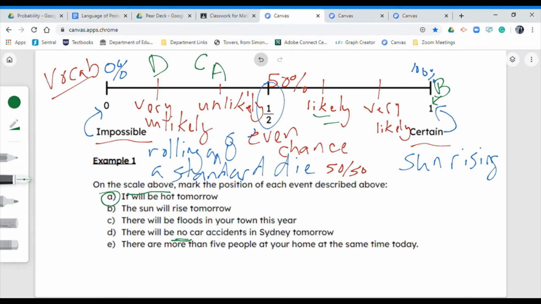And finally, E, there are more than 5 people at your home at the same time today. Well, seeing that I have exactly 4 people in my house, and due to current restrictions there's not a lot of visiting going on, and we don't really know many people, I'm going to say that for us, it's E. It is impossible that there are going to be more than 5 people in my house at the same time today. I might even keep it at very unlikely. You never know, 2 people might come over, maybe from the neighbors, but I'll go with very unlikely.